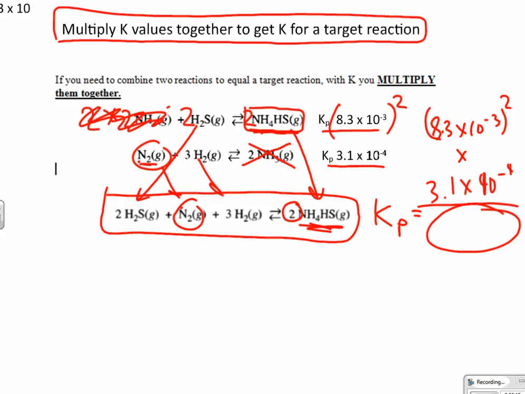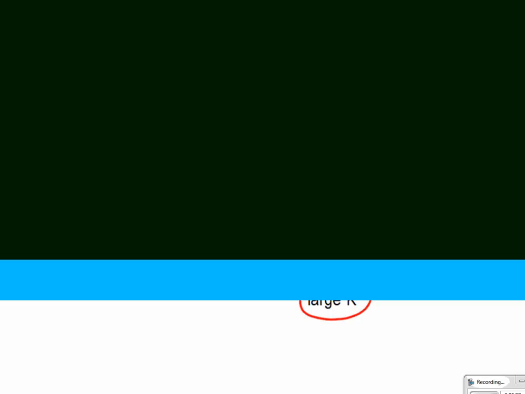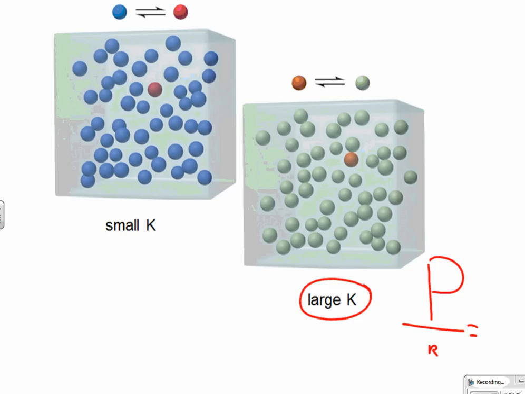Meaning of K. It says if K is greater than 1, it means it's product favored. So this is an example of K being large. A large K means we have a whole bunch of products. This is what I want you to write down in the box: whole bunch of products and very little reactants in your ratio. If you notice here, the green molecules represent the products. If you have a lot of products, that's what we think about.